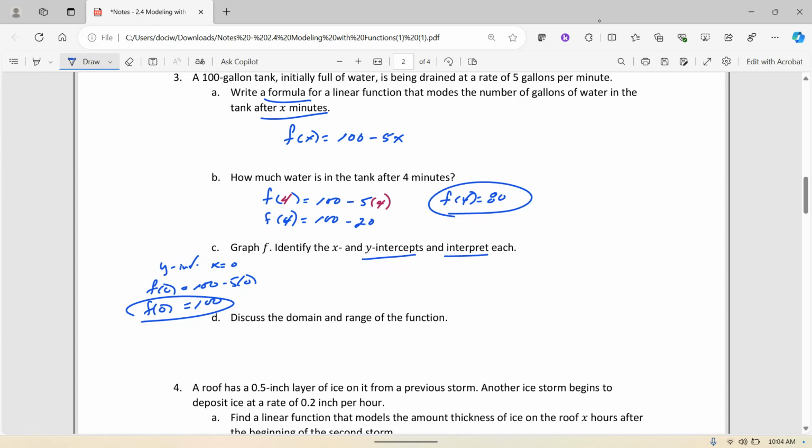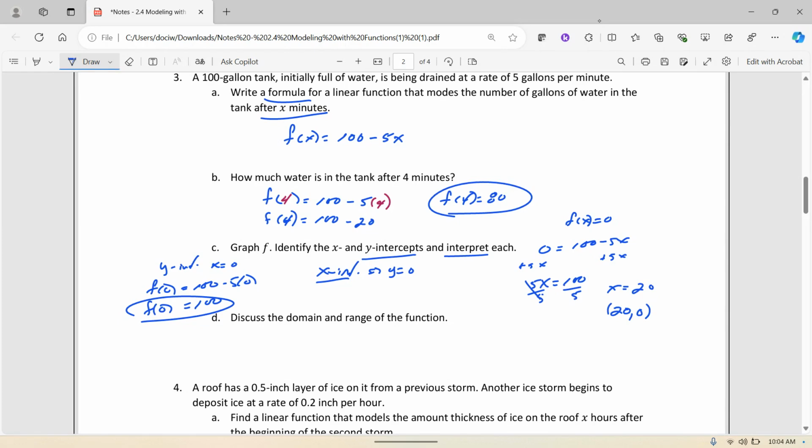For the x-intercept, that's when we let y equal 0, or f of x equals 0. And I'm going to do that work over here on the side. F of x equals 0 when we have the x-intercept. So in other words, that 100 minus 5x will equal 0. If I add 5x to both sides, 5x equals 100, divide both sides by 5, x equals 20.